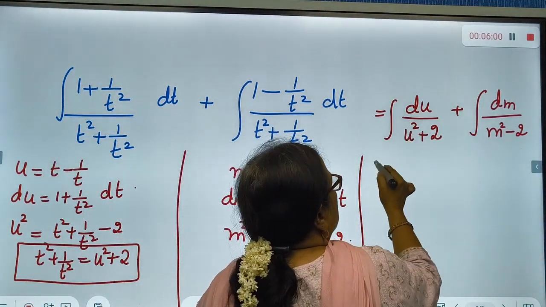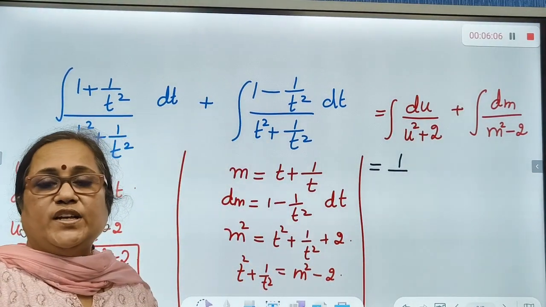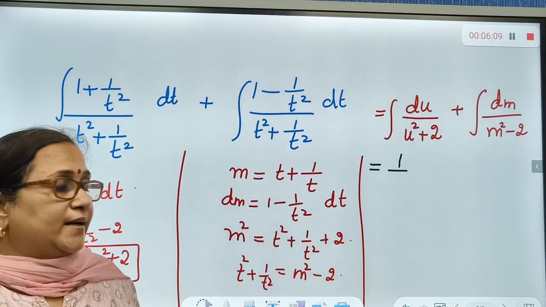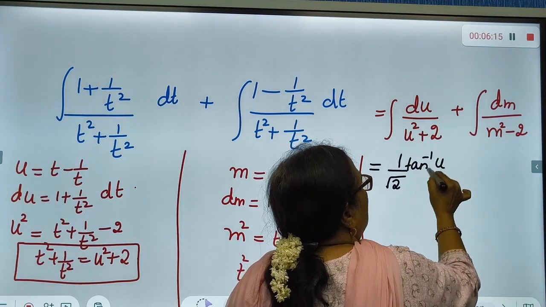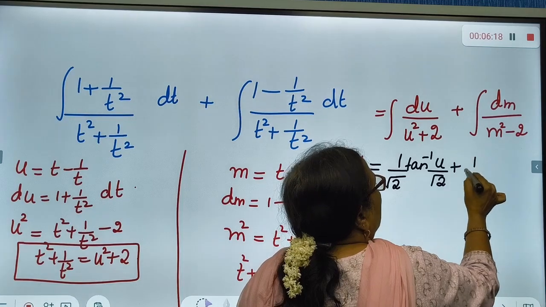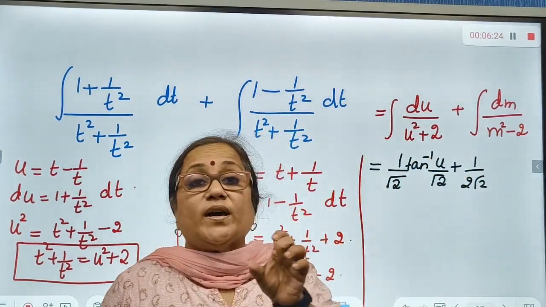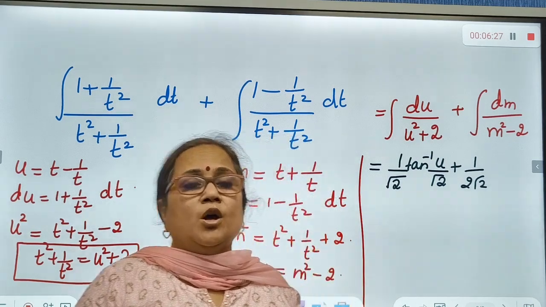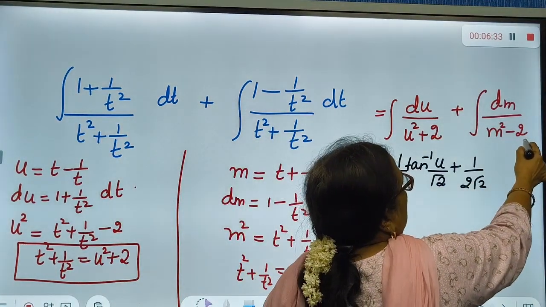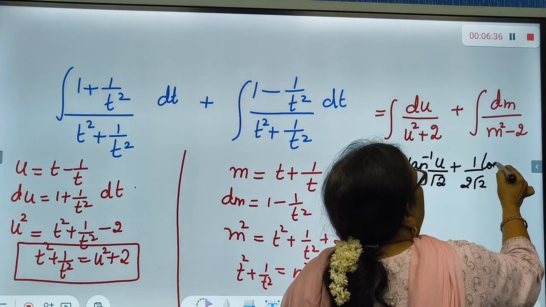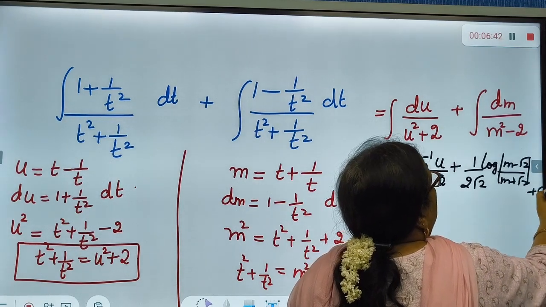Now this is of the form x square plus a square, but a square is 2, so a is root 2. So what is the formula for integral of dx by x square plus a square? 1 by a tan inverse x by a. So 1 by root 2 tan inverse u by root 2 plus 1 by 2 root 2. Here this is the form integral dx by x square minus a square. What is the formula? 1 by 2a log mod x minus a by x plus a. A square is 2, so a is root 2. So 1 by 2a log mod m minus root 2 by m plus root 2 plus c.